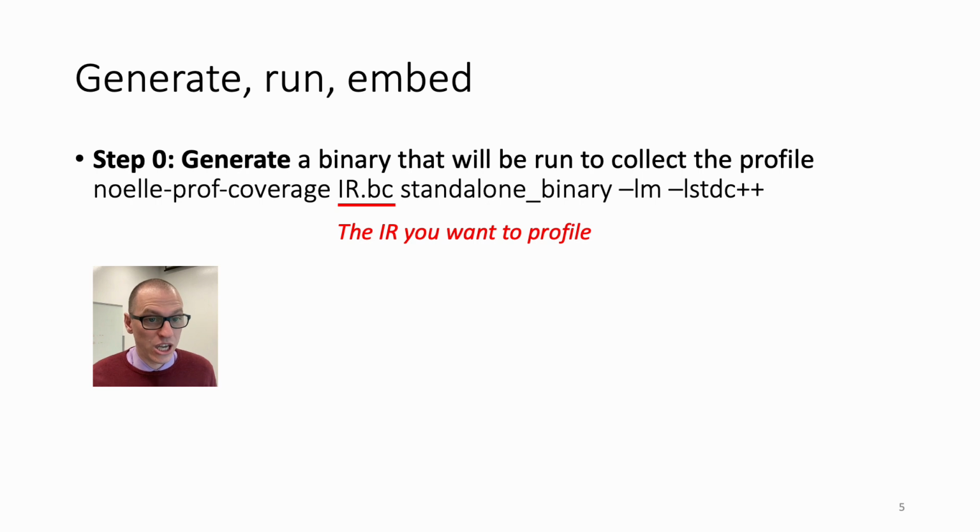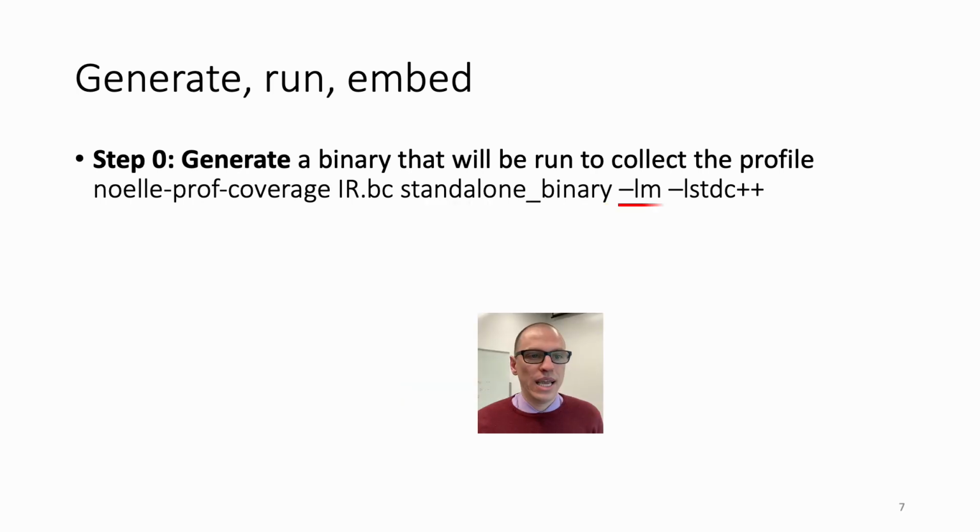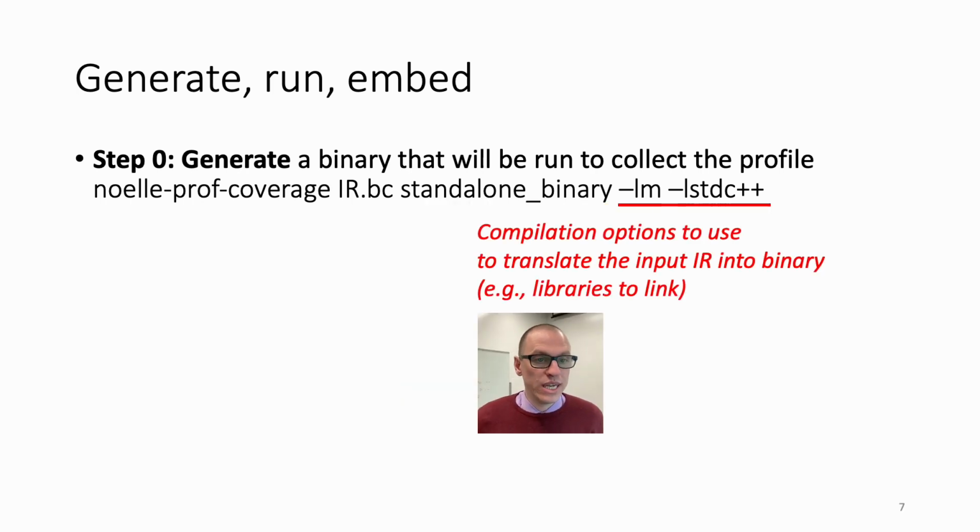You have to pass an IR that has been normalized by NOELLE, and then the name of the binary that the noelle-prof-coverage tool will generate, which will include the instrumentation. And then every compilation option you need to generate a standalone binary from the IR given as input. In this particular case, we need to link with the math library and the standard C++ library to generate a standalone binary.